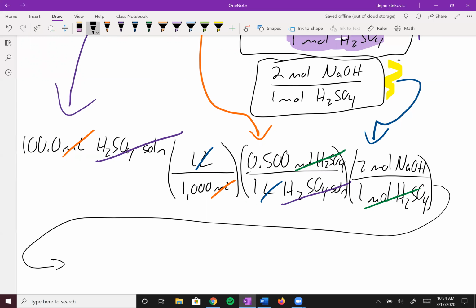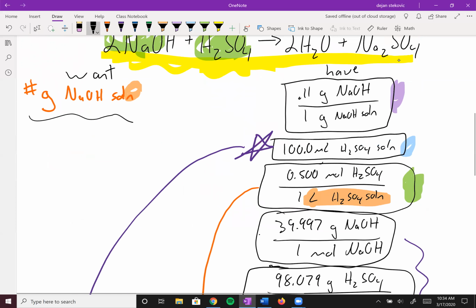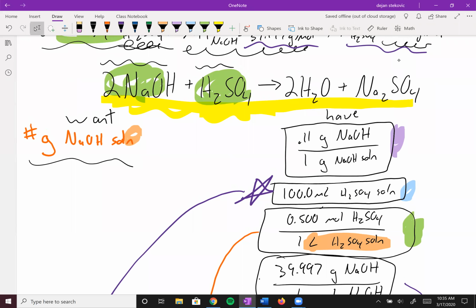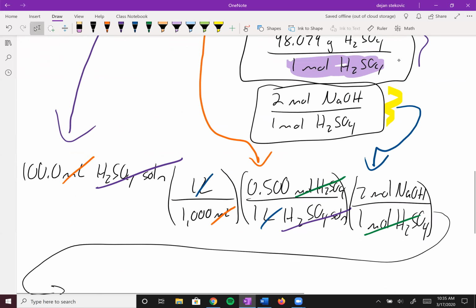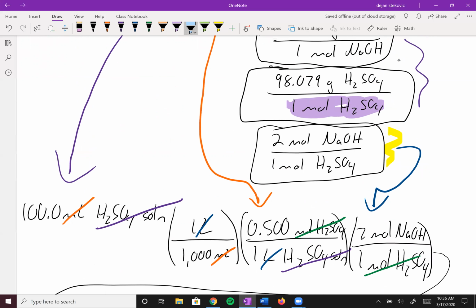So now we're at 2 moles of sodium hydroxide. Do we want moles of sodium hydroxide? And the answer is no. We want grams of sodium hydroxide solution. So we're getting closer. Going from grams to moles, you should know how to do this at any point.